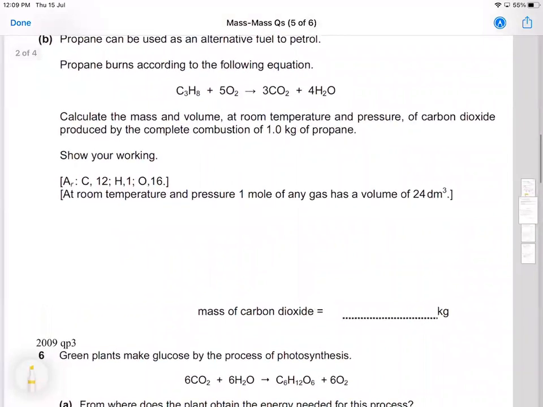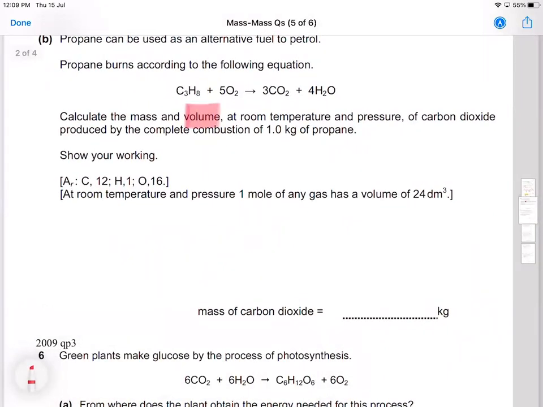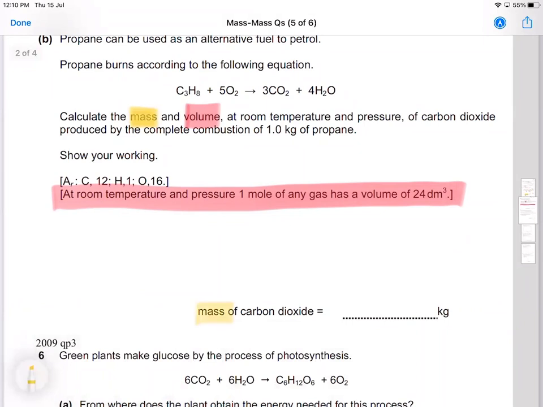Cool. So here they talk about volume and room temperature and pressure. That's our next topic, so don't worry about that yet. For now, we're just going to focus on the mass. There's nothing different about the question. We're just going to focus on the mass of carbon dioxide. We're not going to worry about what the volume stands for yet.